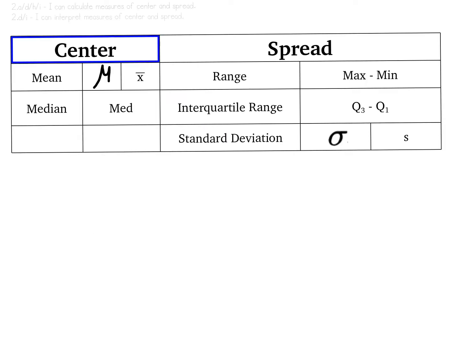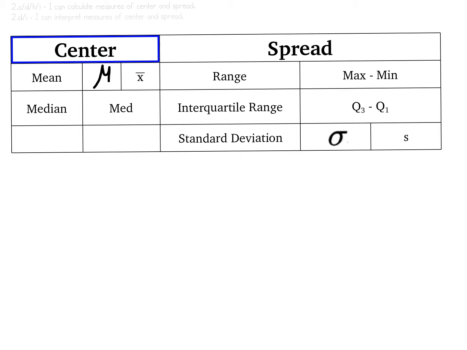So we have 2 things that we like to measure when we're looking at data. We like to measure the center and we like to measure the spread. So we measure the center with either the mean or the median. And then over here I just put kind of the notation of what we use. So this is mu. It's the Greek letter. It's like a fancy capital M. And it stands for the population mean.